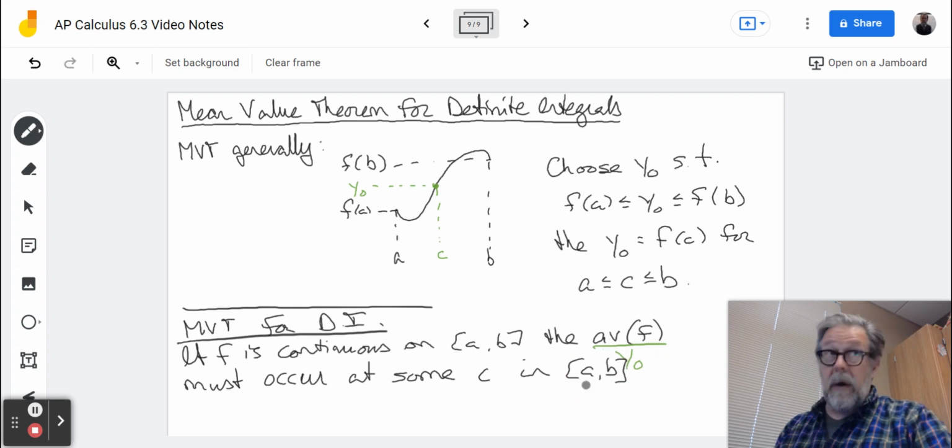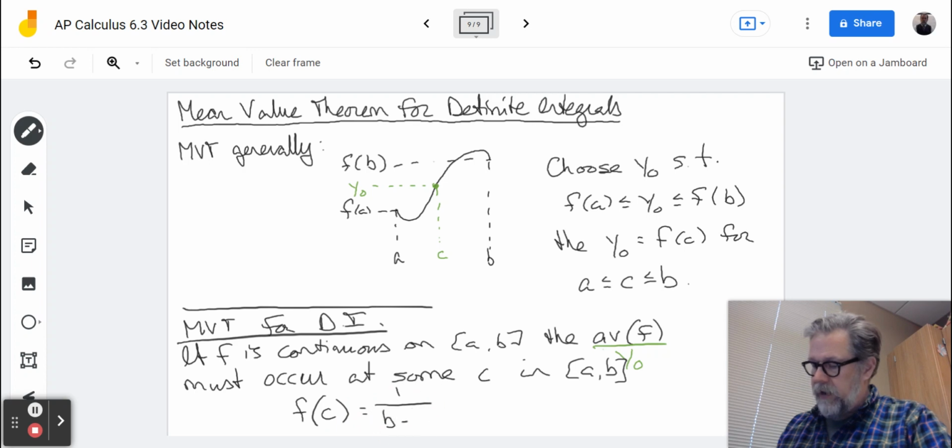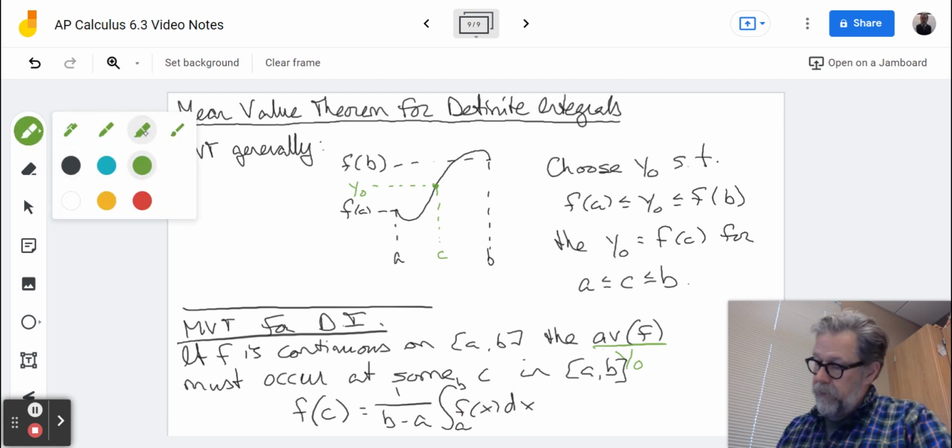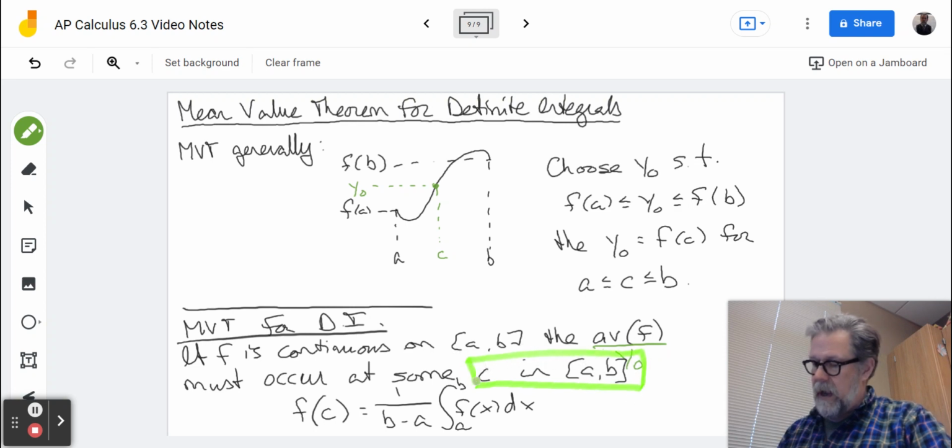Now, if I write that exactly like I wrote the previous one, that means that there is some f of c, my average value, which is equal to 1 over b minus a times the integral from a to b of f of x dx, where c is in the interval ab. So, in other words, all we're doing is extending the idea that my average value must be between my high and my low values. And so therefore, there must be an x value in that interval that makes it true.